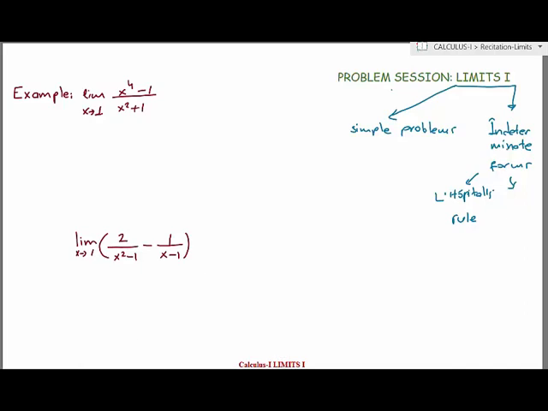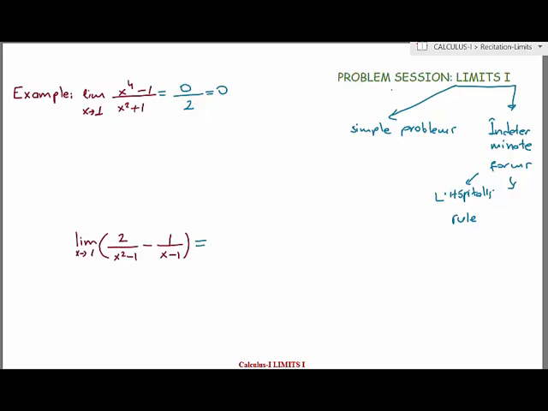Now let's solve an example for the first kind of the problems. When x tends to 1, for this expression, just plug the number 1 in the expression. We have 1 minus 1, which is 0, over 1 squared, which is 1, plus 1 is 2. So we directly get the answer. What about the second problem?